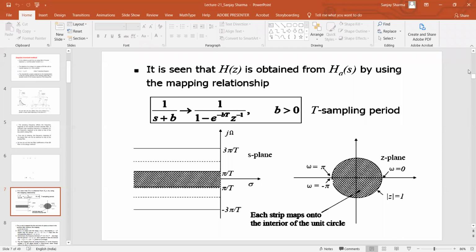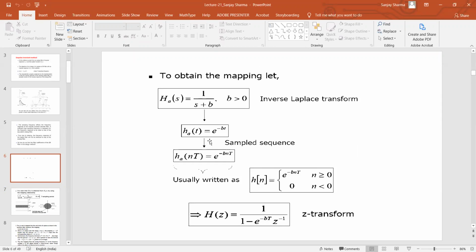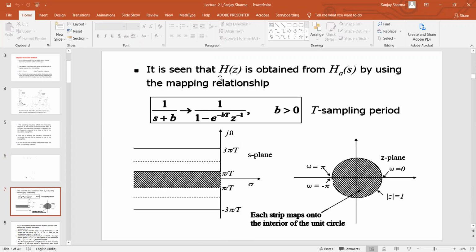Now, what is the transformation? We start from 1 over s plus b. What is the equivalent digital filter? 1 over 1 minus e to the power minus b capital T z to the power minus 1. We will use it as a formula, we will take it as a transformation, that 1 over s plus b will be equivalent to 1 over 1 minus e to the power minus b capital T z to the power minus 1. And we have seen the procedure, how did we get it? Now it is seen that H(z) is obtained from H(s) by using the mapping relationship 1 over s plus b.